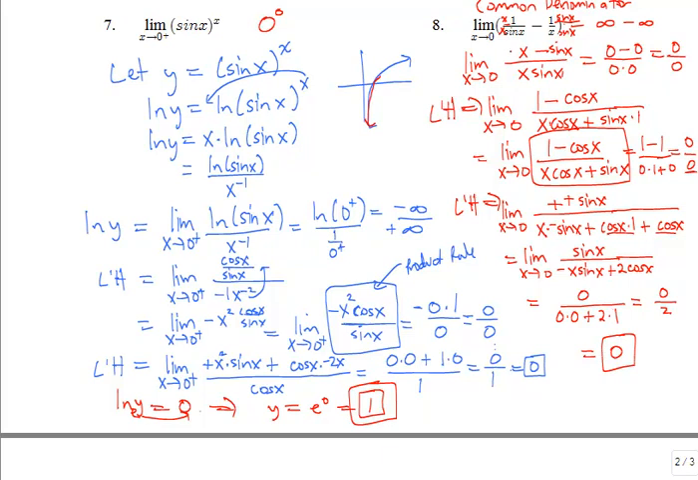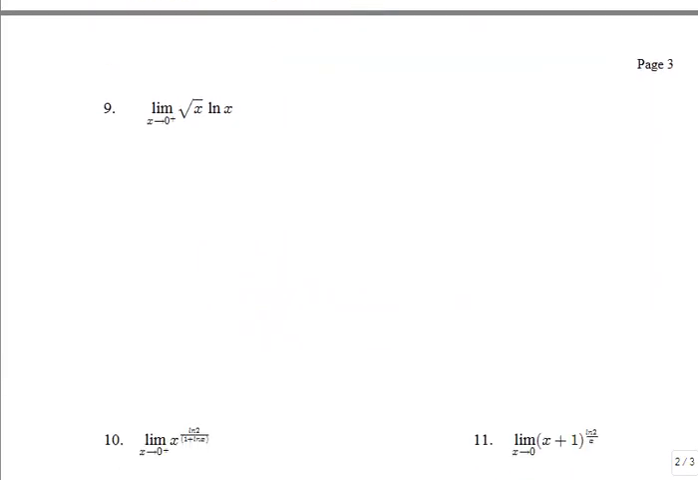Okay? So if you have two fractions being subtracted that are giving you infinity minus infinity, just get a common denominator and then work from there. Okay, let's try another example.